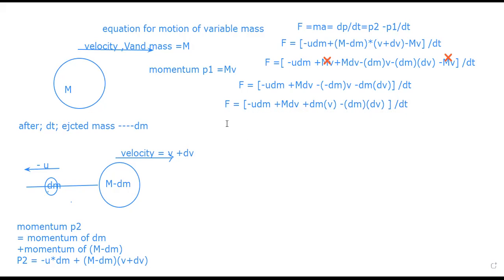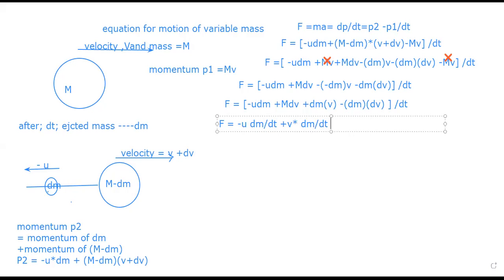So what's the next step here? Here we have a common factor. First, we separate each term. So each term is separated here. F equals, first term is minus u dm by dt. Second term, first I'll write v, then multiplied by dm by dt.